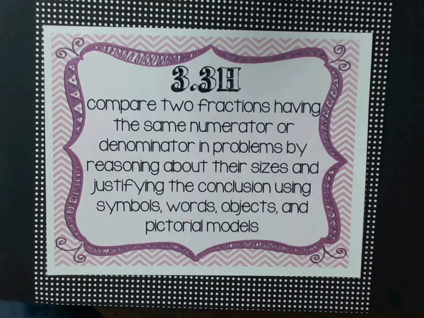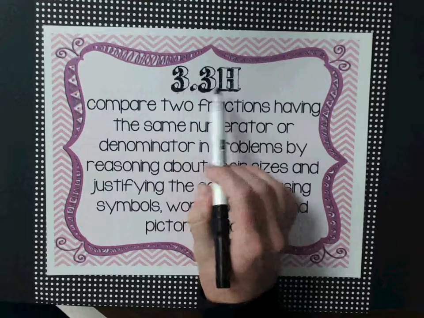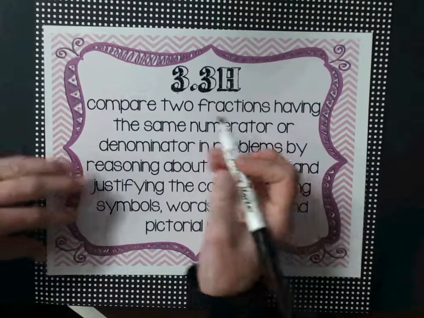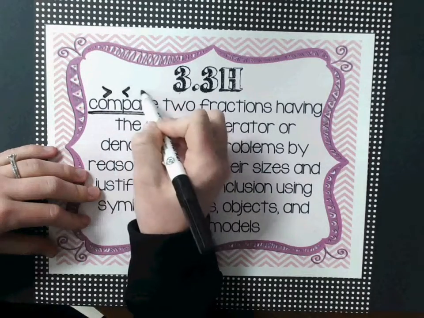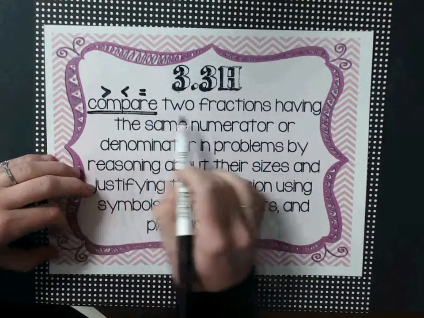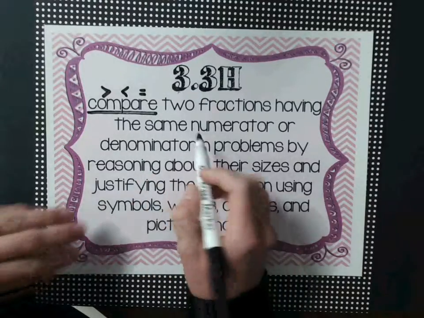The standard for today is 3.3h. 3.3h says that we are going to compare greater than, less than, or equal to. We are going to compare two fractions having the same numerator.